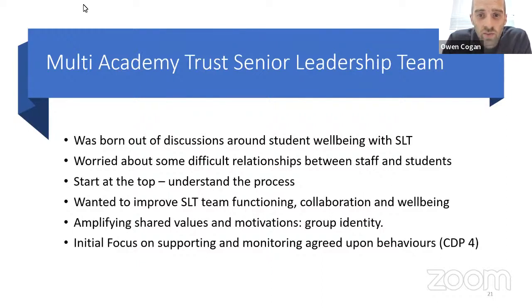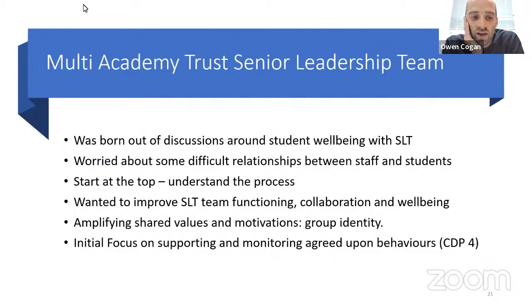They wanted to help those relationships, build some teams and some cooperation within those small groups. But they decided to start at the top, try and use Prosocial to work with the senior leadership team, help the senior leadership team's functioning, collaboration and well-being. And then hopefully they could cascade that down into their schools. And this group were great.